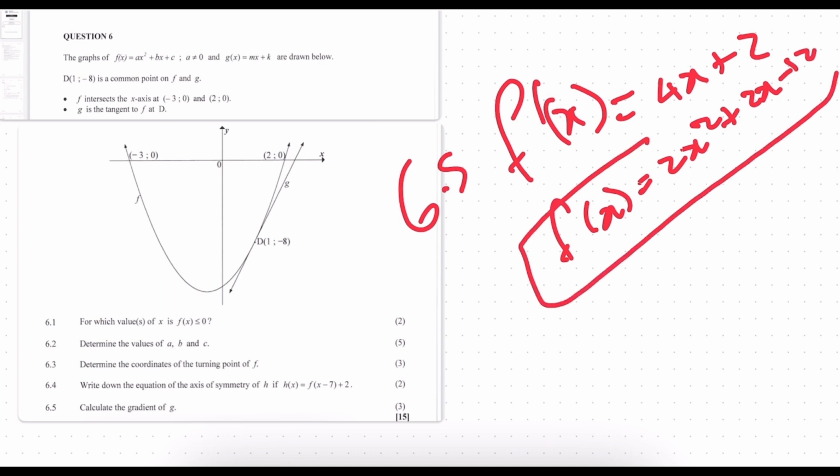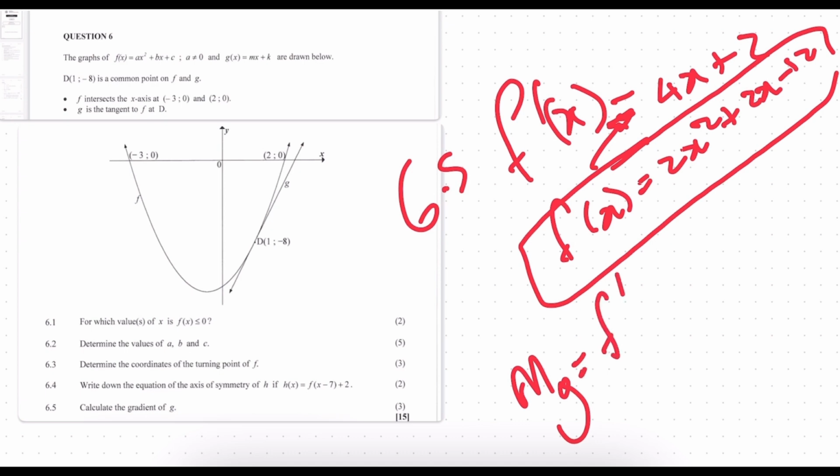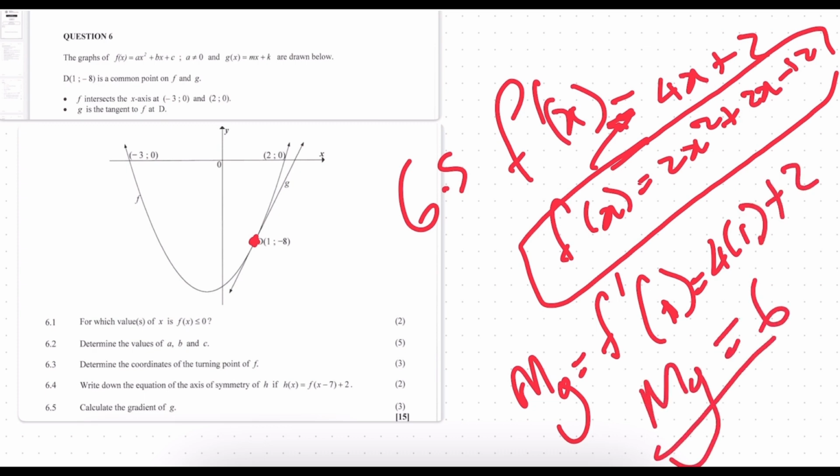And the derivative of that boils down to this. And then to determine the gradient of g, you know that the gradient of g is equal to f prime at 1, right? At 1, because this point is also in g, and the gradient of f at this point is equivalent to the gradient of a tangent passing through this point. So f prime at 1 will literally be 4 into 1 plus 2. That's literally 6. That's the gradient of g. You literally have your 15 marks just like that.